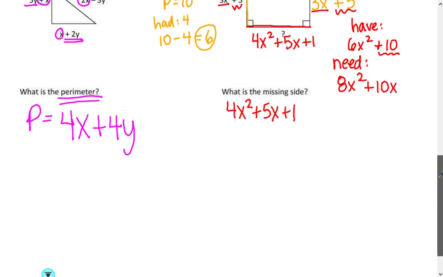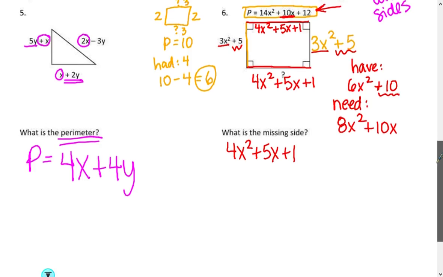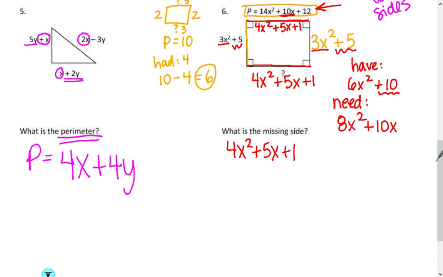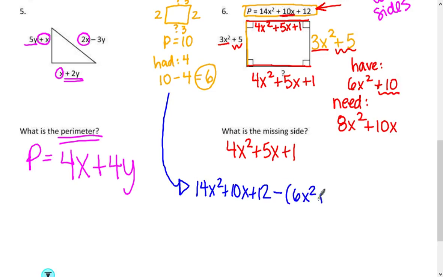And again, there's lots of different ways to do that. I'm going to show y'all one more way of doing it. Okay, I knew what I had, so kind of similar to what I showed y'all up there. I know that I have 14x squared plus 10x plus 12, or that's what I needed to get my total perimeter, and I already had 6x squared plus 10. That was adding up the 2 sides that I have. So we can do the same thing here. Distribute and combine like terms. Minus 6x squared minus 10.